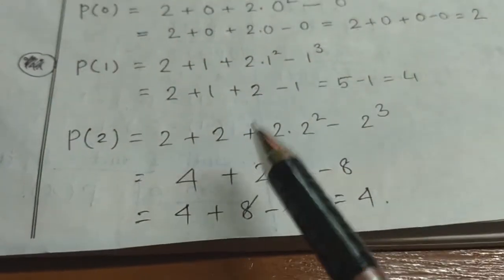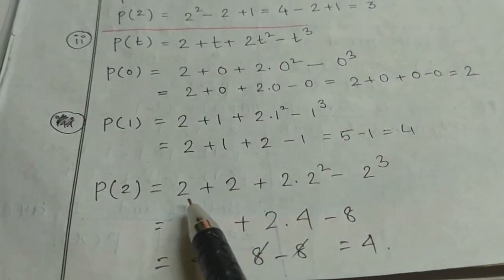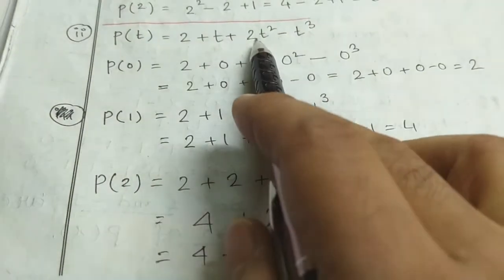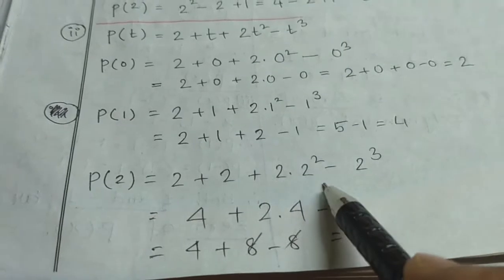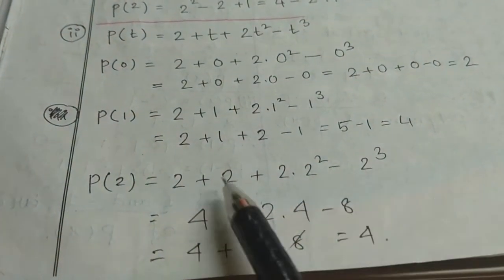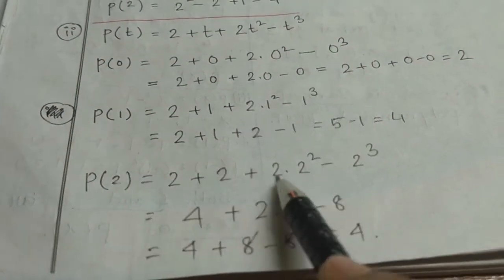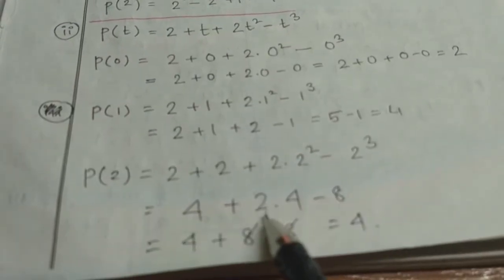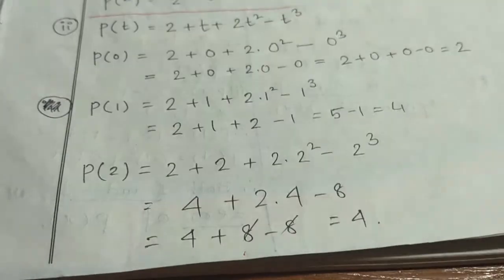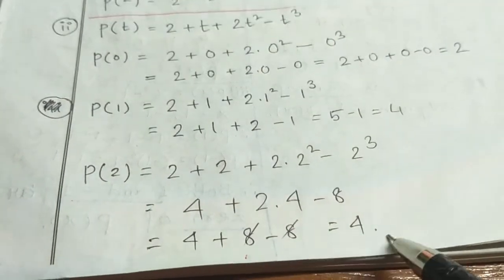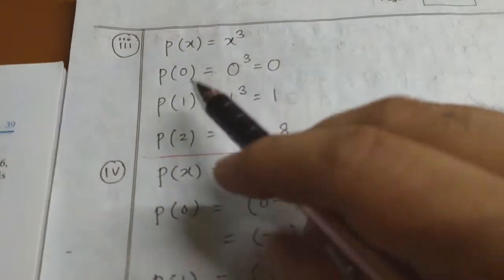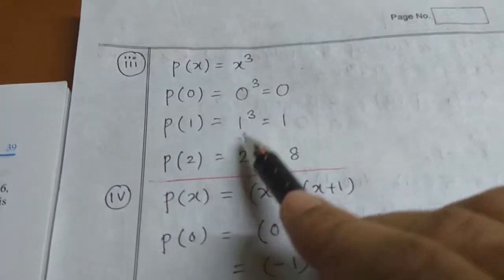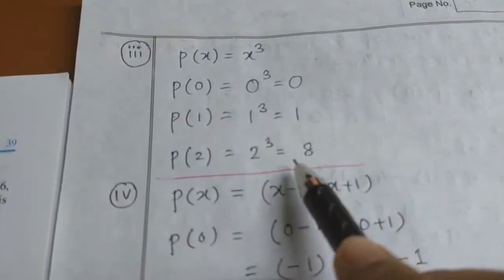Again, if we replace t with 2, so 2 plus 2 plus 2 into 2 square minus 2 cube. So 2 plus 2 we got 4. Now 2 squared is 4 and 2 cube is 8. 4 plus 8 minus 8. So 8 cancels, the answer is 4. Now question number 3 is saying p(x) equal to x cube. So p(0) will be 0 cube, 0. p(1) will be 1 cube, 1. p(2) will be 2 cube, and 2 cube is 8, we know.